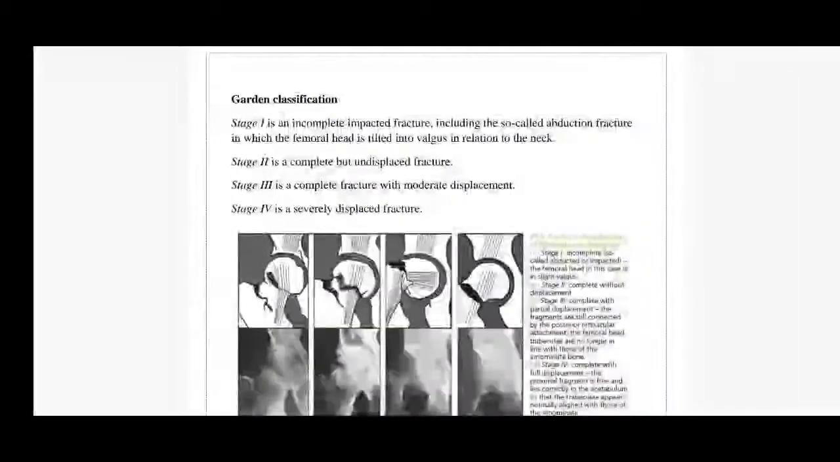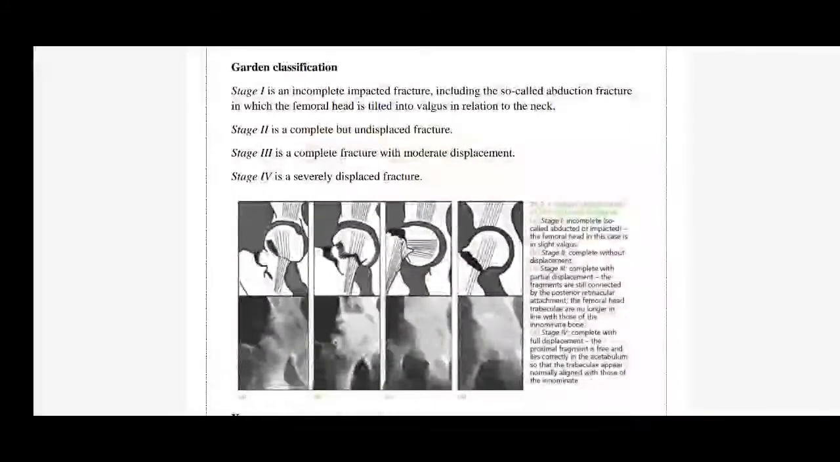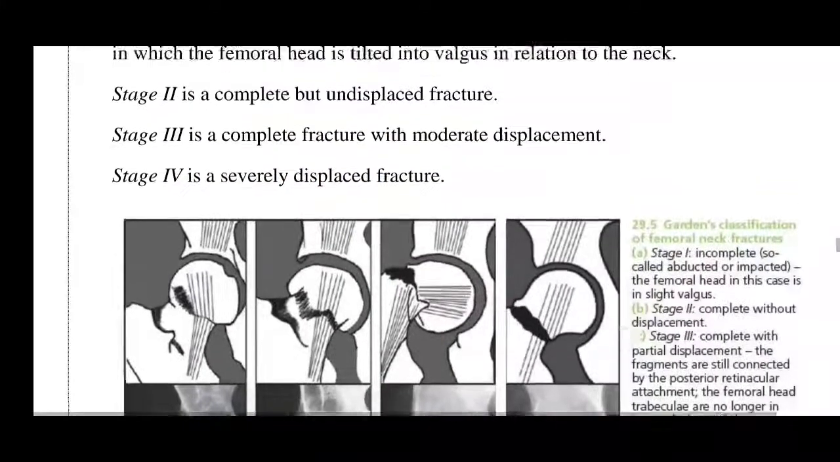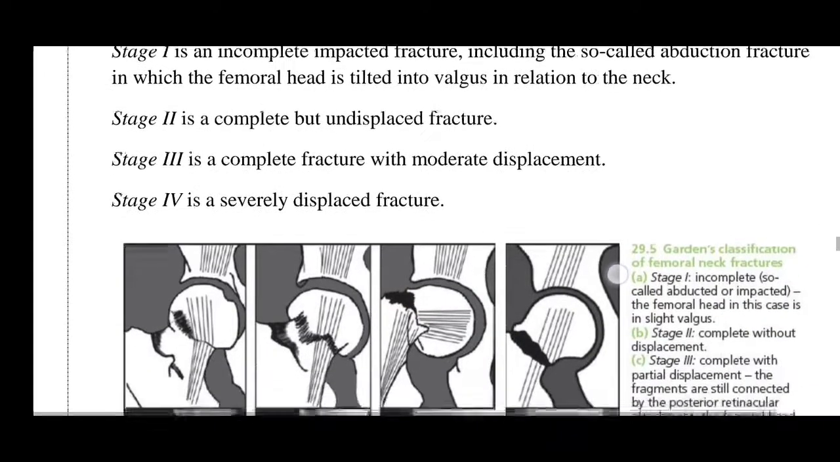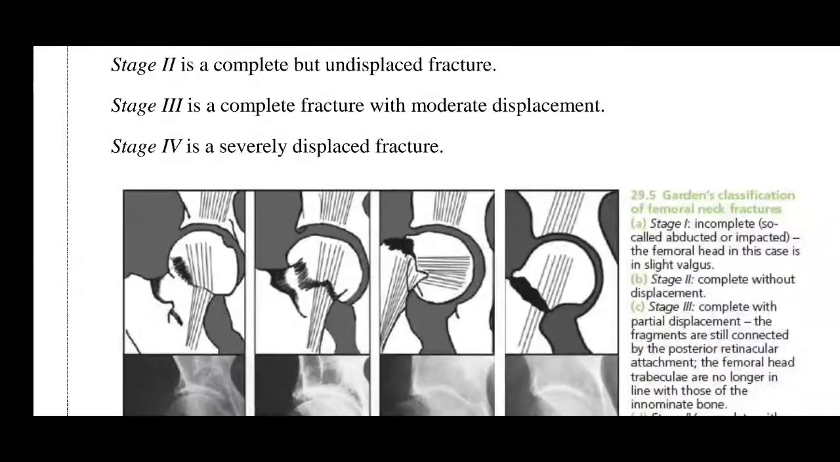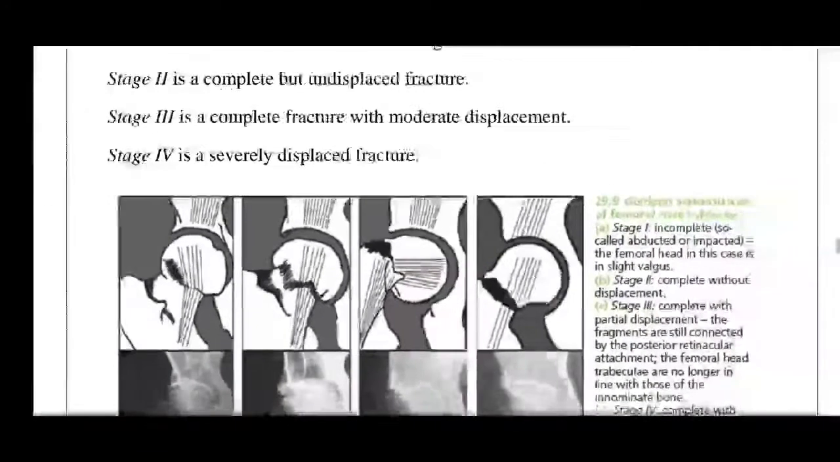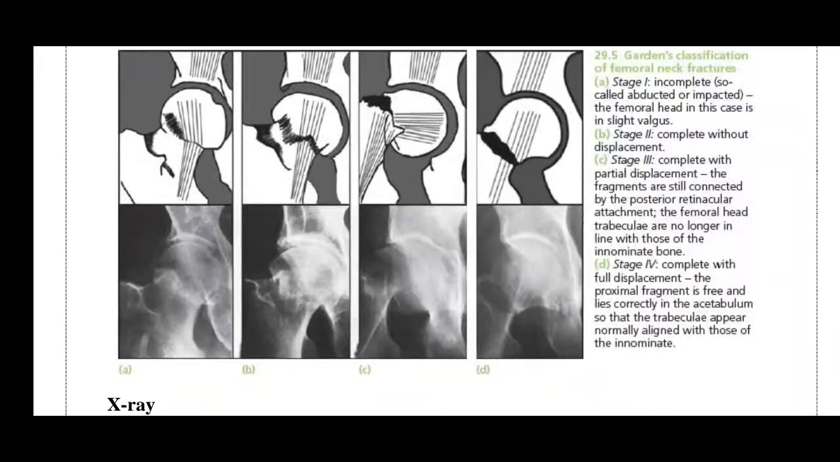Classification of the femoral neck fracture. The most common classification, which guides the treatment and the prognosis, is the Garden classification. We have four types. Type 1 is an incomplete impacted fracture, as shown in this picture, so-called an abduction type. Type 2 is complete but non-displaced. Type 3 is complete with moderate displacement, as shown in this. Type 4 is a severely displaced type.